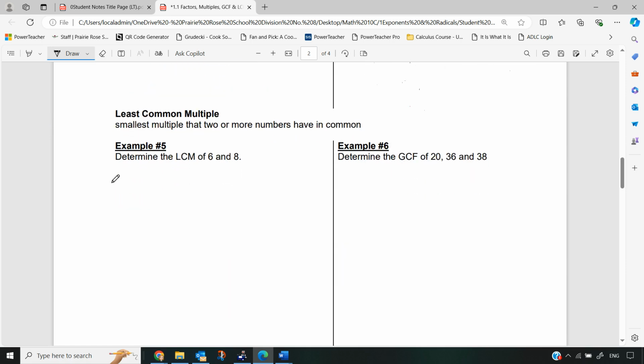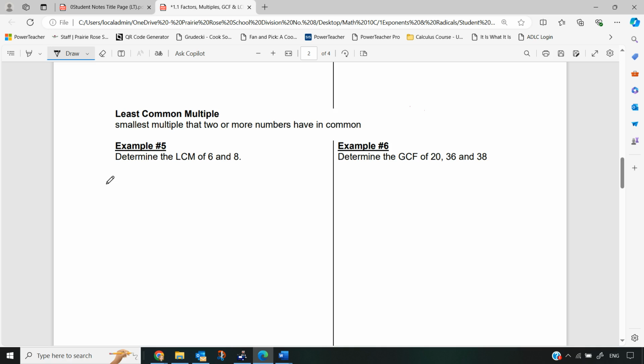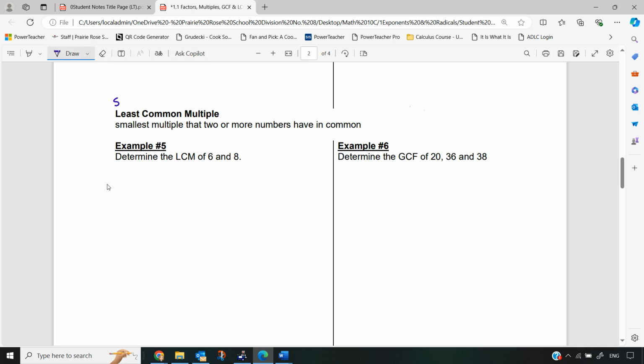All right, moving along to least common multiple. Just like before, each of those three words has meaning, and they're going to tell us what we're looking for. So least would mean the smallest. Multiple, just like factor, is a number. So we want the smallest number that's in common, or the smallest same number. When we're looking for greatest common factor, we're looking for the biggest number that's the same. When we're looking for least common multiple, we're looking for the smallest number that's the same.